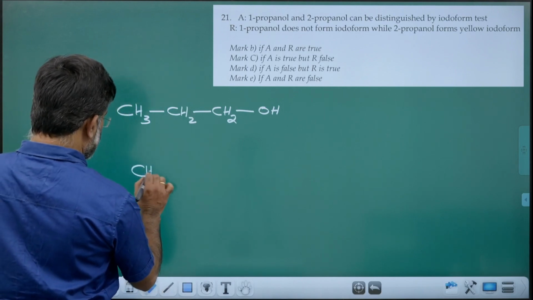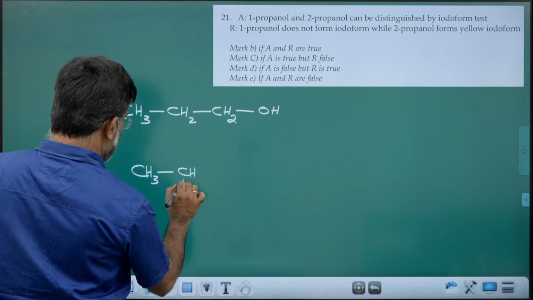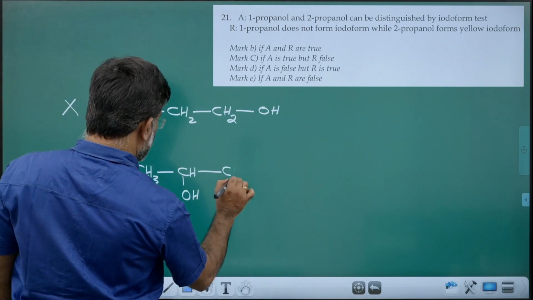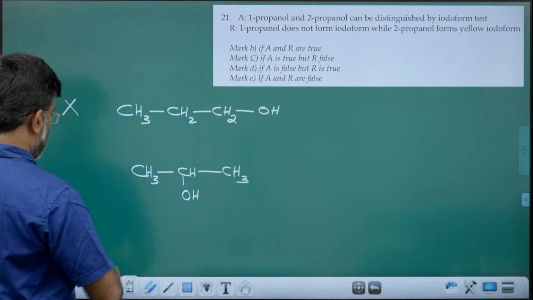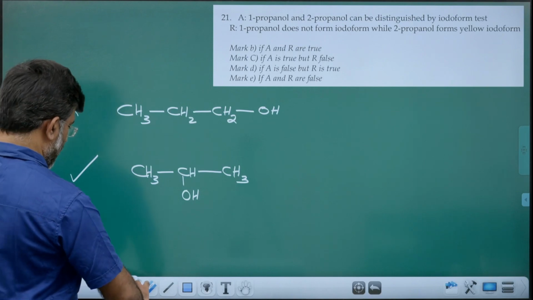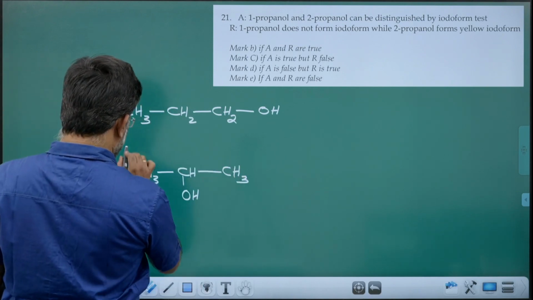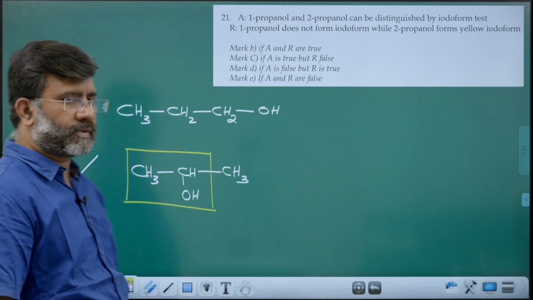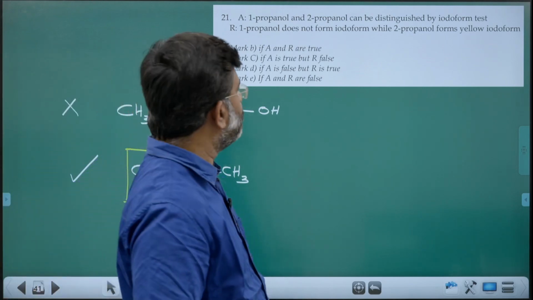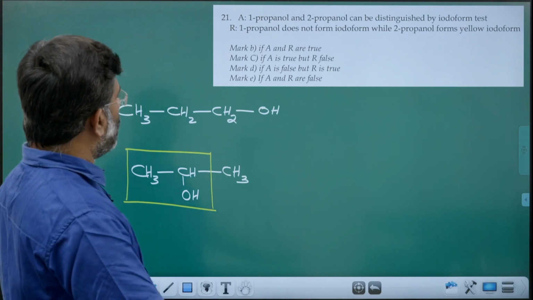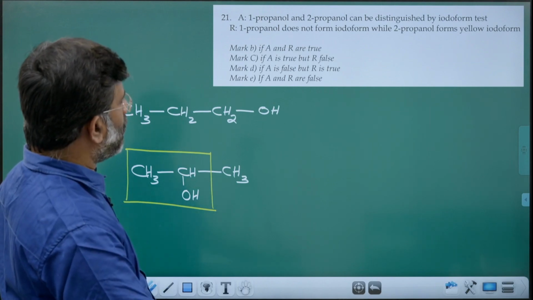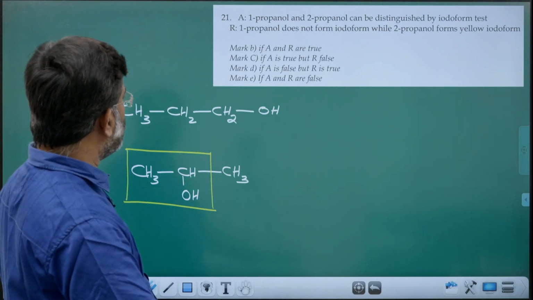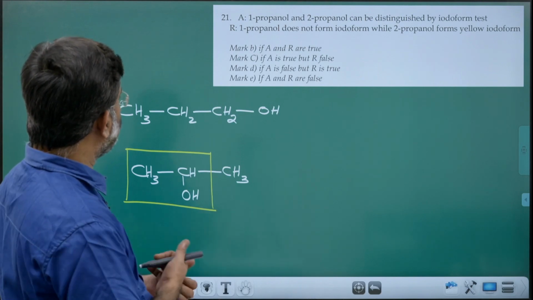2-propanol, CH3CHOHCH3. This will give iodoform test as it carries a methyl carbinol group. There is a methyl carbinol group. This can give iodoform test. 1-propanol does not form iodoform while 2-propanol forms yellow iodoform. Yes, both are true statements.